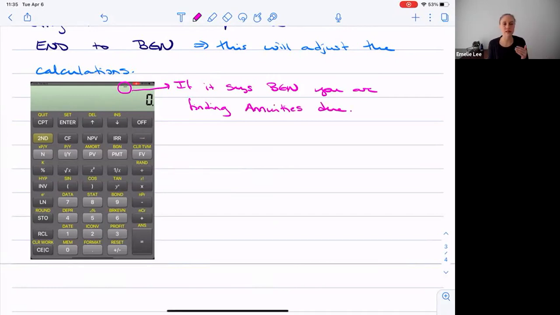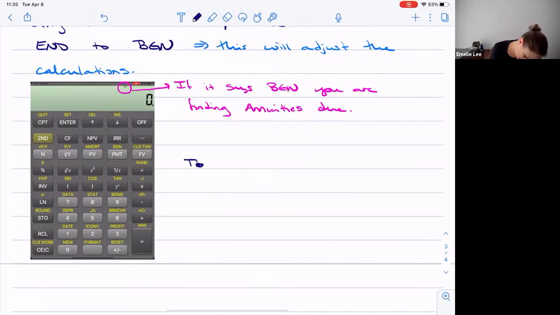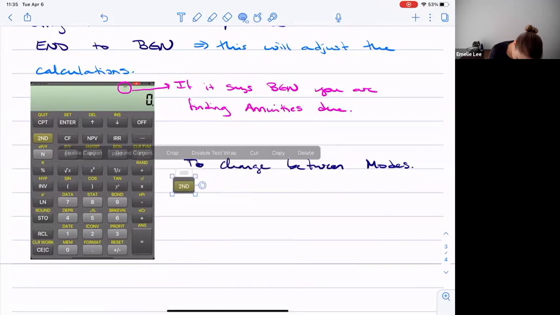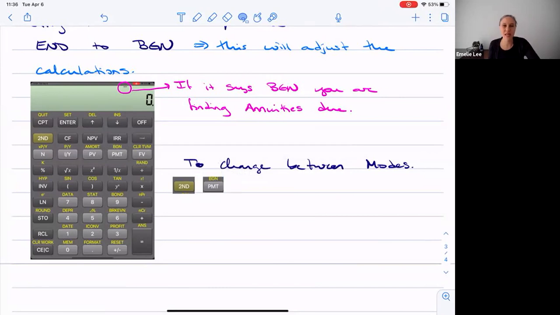Right, so if you calculate a future value, it's a future value due. To change between the modes, let's see if I can do this. Second, copy. Second, copy. Begin mode. And then it should say beginning or end on the screen.